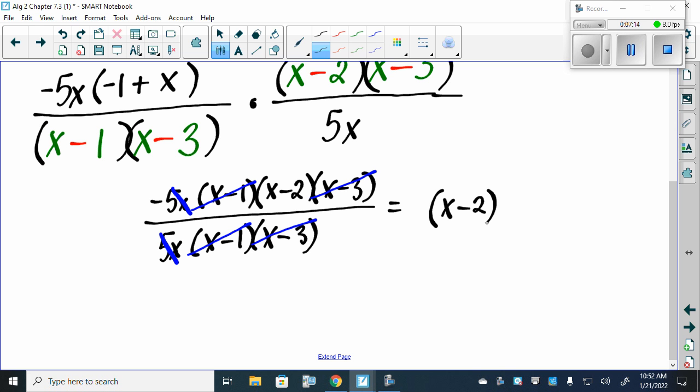And the negative 1. The negative is still there, because the negative 5x and 5x, only the 5x simplified out. The negative is still there. The only way the negative would simplify out is if we had a negative in the denominator. Any questions on this here? All right.